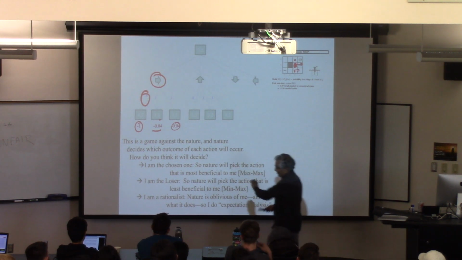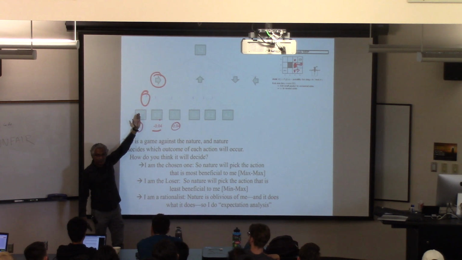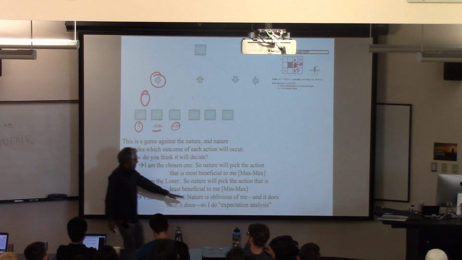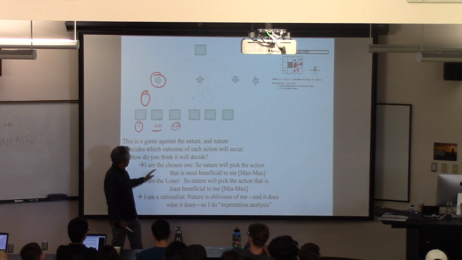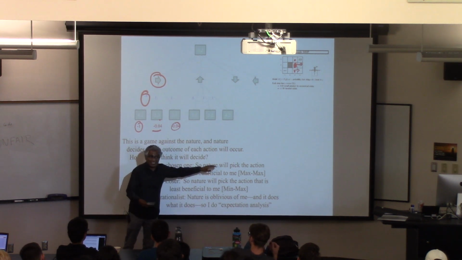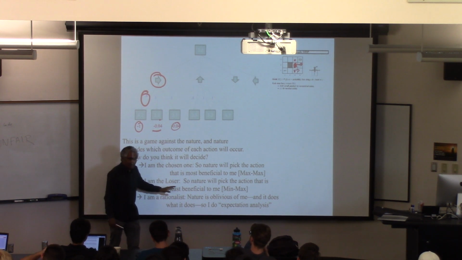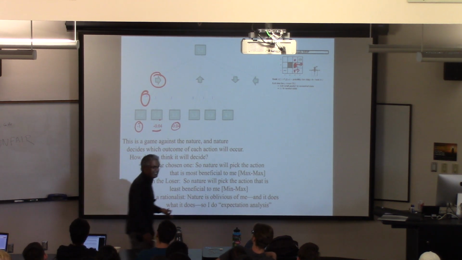So the question, of course, I already said this earlier, but here I'm basically taking expectations. That's what I would do if I am a rationalist and I realize that nature is oblivious of my existence. If on the other hand, you think you're the chosen one, you think nature does the stuff that will benefit you. And if you're right, good. If not, evolution will lead you out. Right? And if you are the paranoid one, you say, I am the loser, nature will do the thing that's maximally damaging to me.